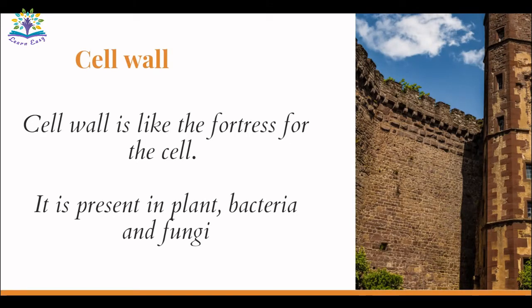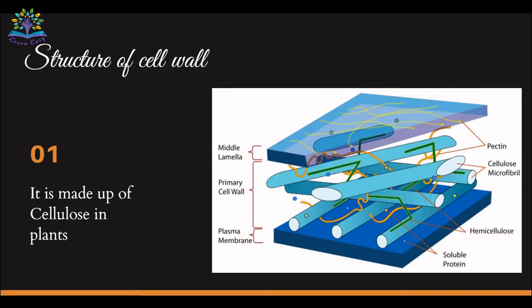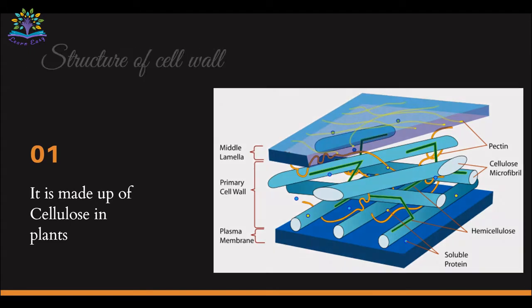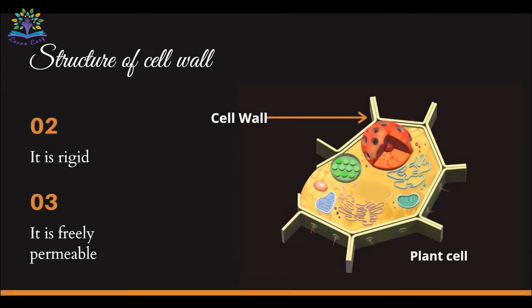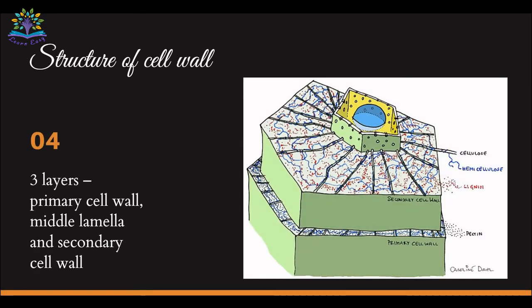Now let's see cell wall. Cell wall is like a fortress. In plants, cell wall is made of cellulose. In fungi and bacteria, cell wall is made of different substances. In the primary layer of the picture shown here, you will be able to see cellulose. Cell wall is rigid and freely permeable. This means it allows all substances to pass through it. Cell wall has three layers: primary cell wall, middle lamella, and secondary cell wall.